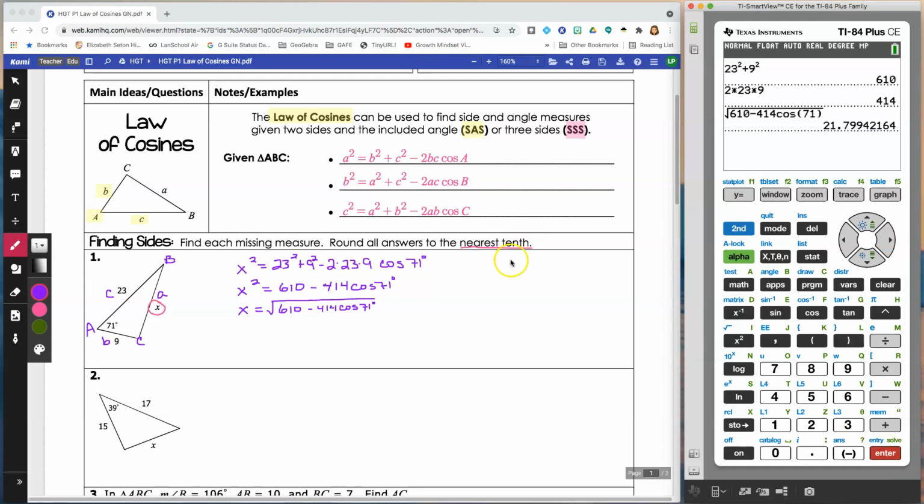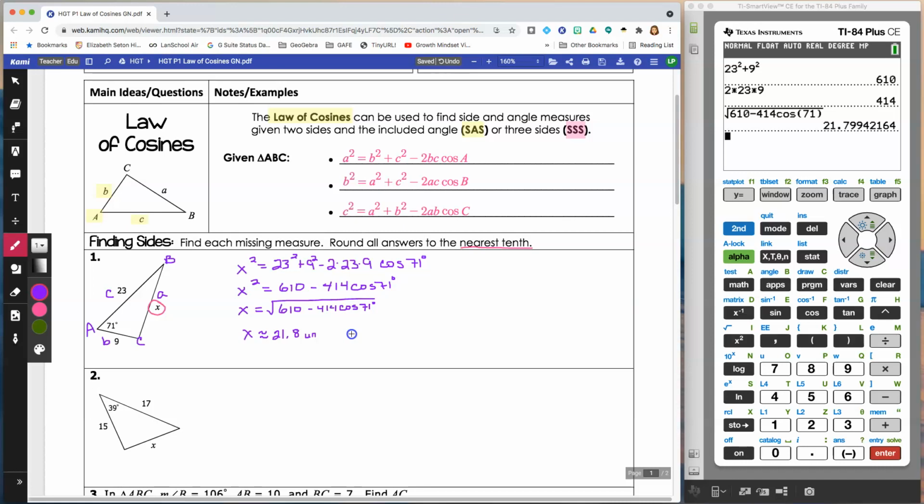Then again, I'm asked to round to the nearest tenth. So I have 21.799, this 9 in the hundredths place. It's going to round the 7 in the tenths place up to an 8. So I get that x is approximately 21.8, whatever my units are. Feet, inches, centimeters, meters, I don't know because I wasn't given the units this time. So I'm just going to put UN for units here.